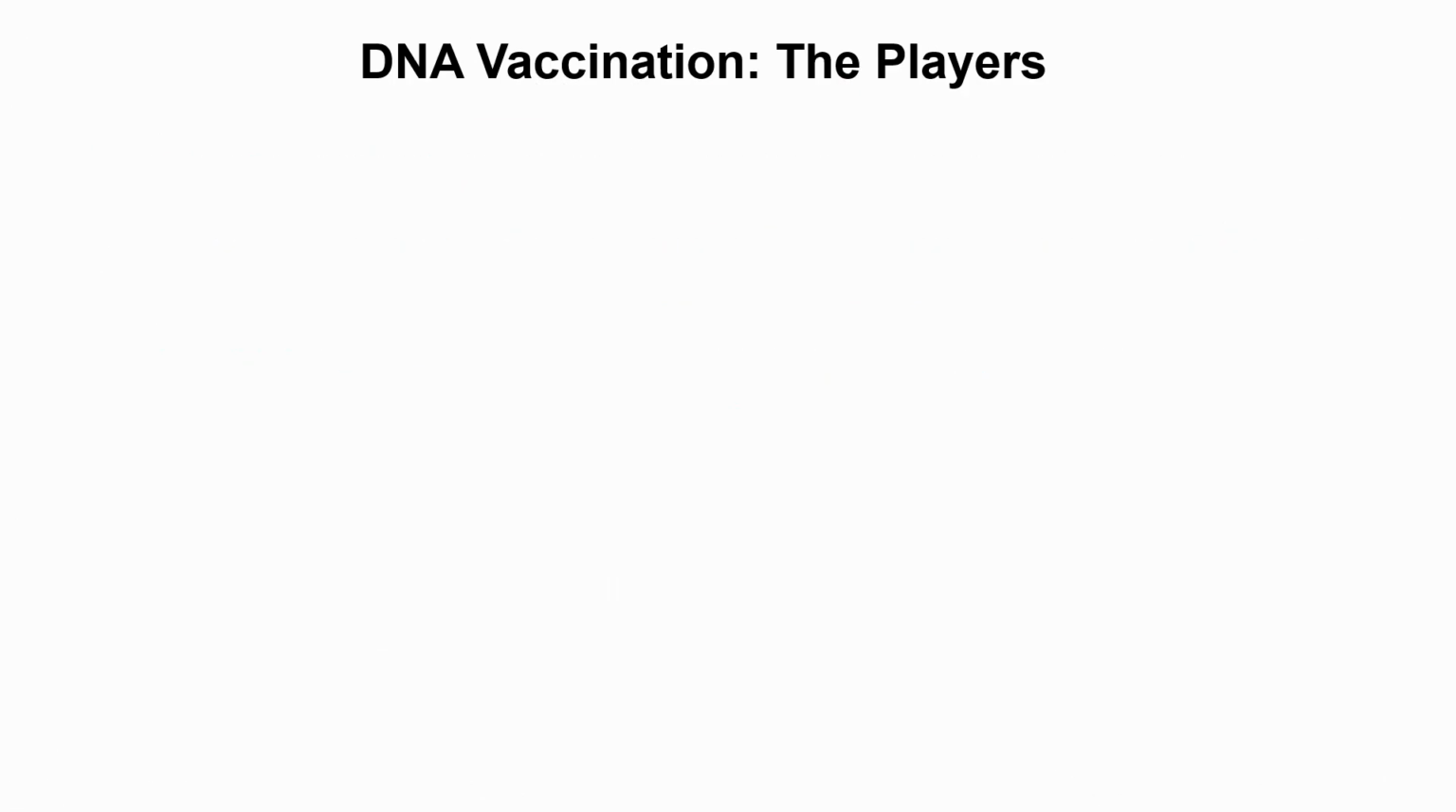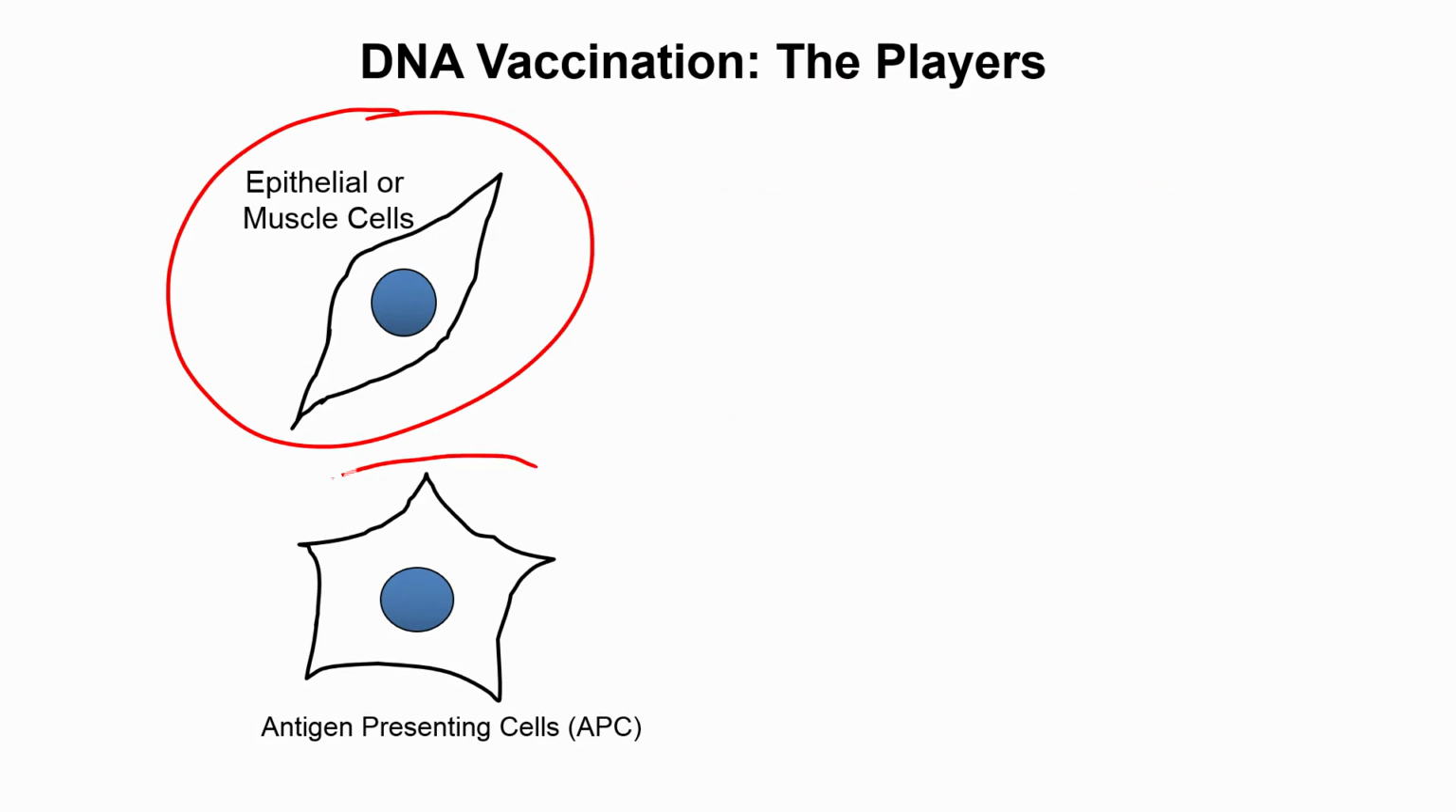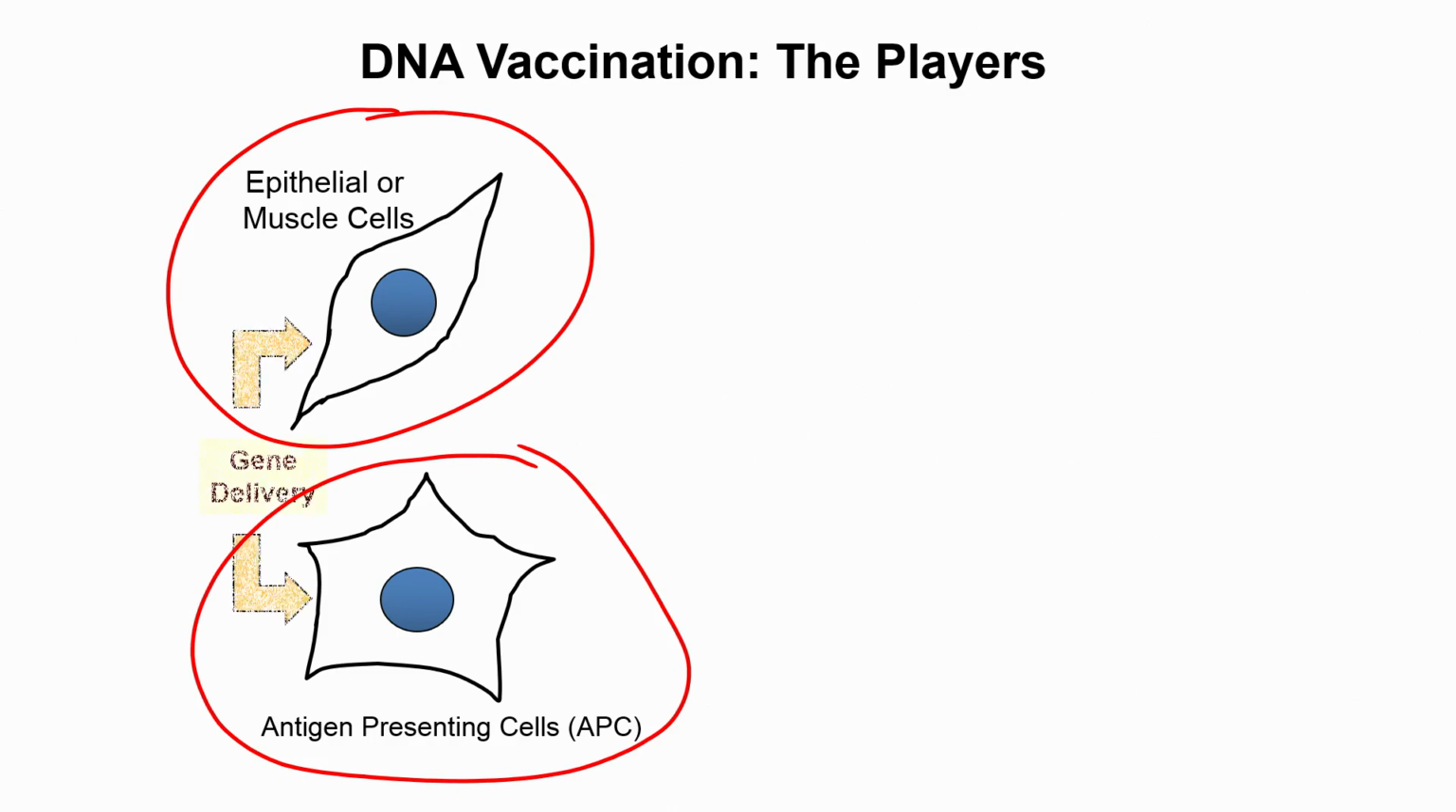So, let us look at some of the players. You are looking at some cell that is producing the antigen, and then you are also looking at antigen presenting cells that are going to process and present it to the immune system. So, you can deliver to both types of cells, it just depends on the application.